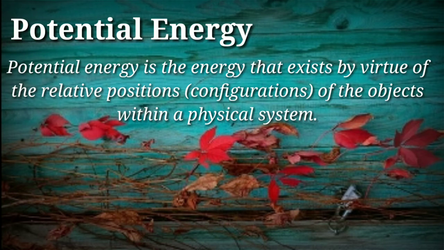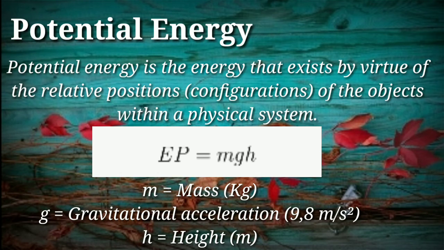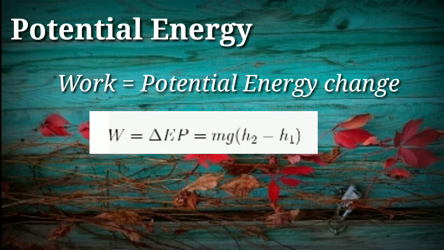The second is potential energy. Potential energy is the energy that exists by virtue of the relative position or configuration of the object within a physical system. Potential energy can be called quiescent energy, so every motionless object has potential energy. Potential energy can be notated as mass times gravitational acceleration times height. Work is equal to the potential energy change. Potential energy change can be notated as mass times gravitational acceleration times height 2 minus height 1.